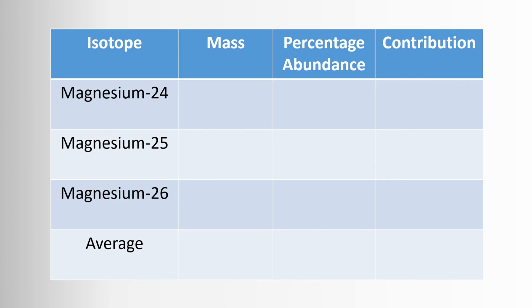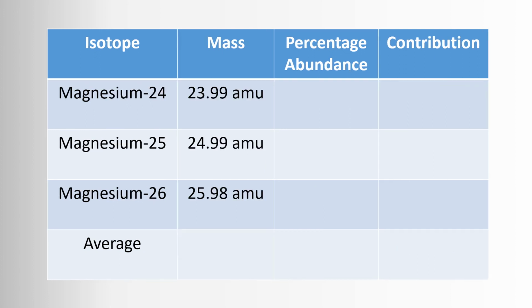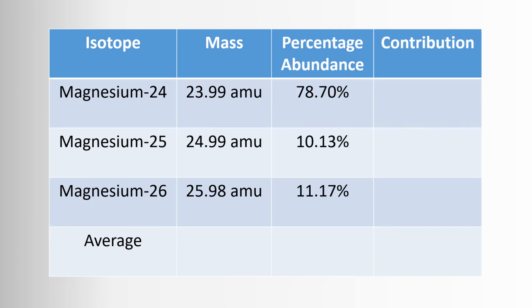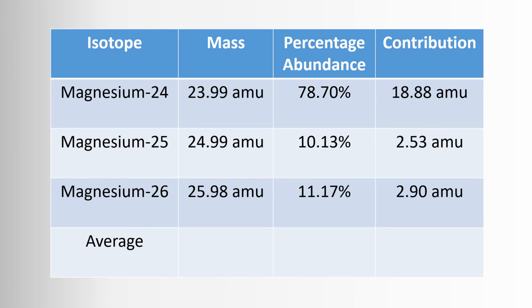Now let's look at magnesium. In magnesium, we have 3 major isotopes. Those are their individual masses. That's their percent abundances in the wild. That's how much of the total each of them contributes. So how do I get that number? I take the 23.99 AMUs of magnesium 24 and I multiply it by 0.7870. That percentage changed to a decimal point. So 78.7% of the total mass comes from this.